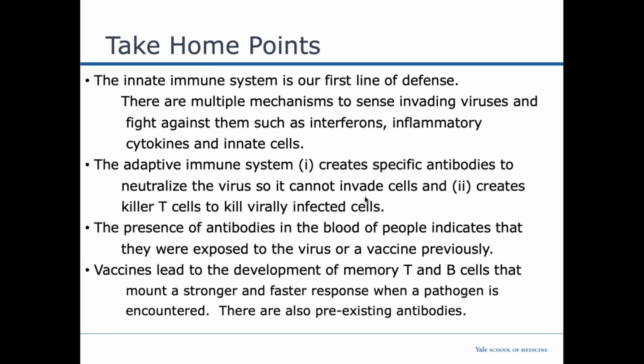Interestingly, the presence of antibodies in the blood of people indicates that they were exposed to the virus or a vaccine previously. So if you want to know if asymptomatic people were ever exposed, you can look for antibodies in their blood. You won't find the virus in nasal swabs, which is what they're doing for assessing people who are currently ill, to look for the presence of the RNA of the virus. But you can do this to see if people have been previously infected. And vaccines lead to the development of memory cells that produce a stronger and faster response.